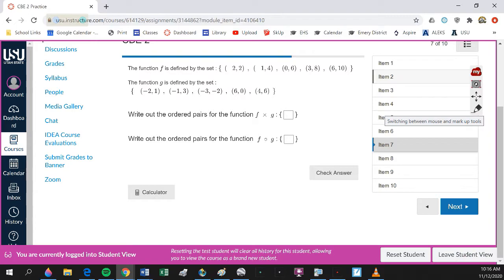All right. So we have a function. F is defined by those 5 points, and G is defined by those 5 points. Write out the ordered pairs of the function f times g. They're making you do that the hard way. Actually, this is actually easier. So, are they going to make you do 16 multiplications?